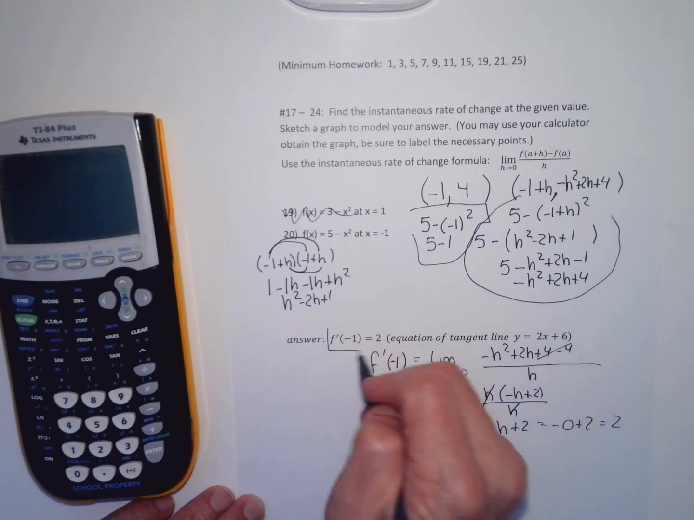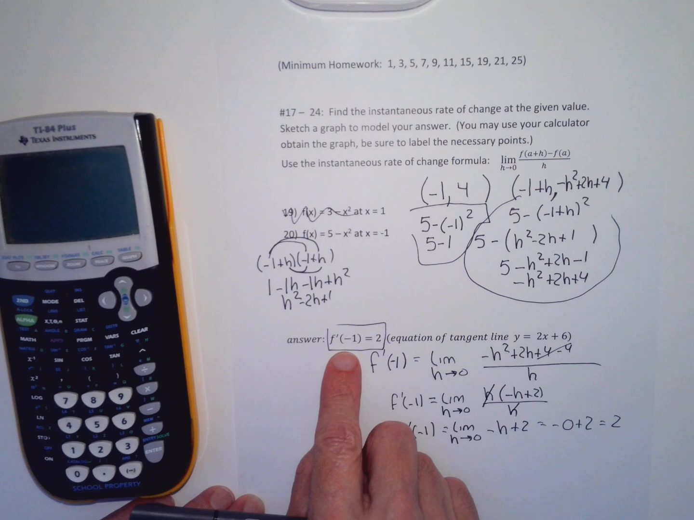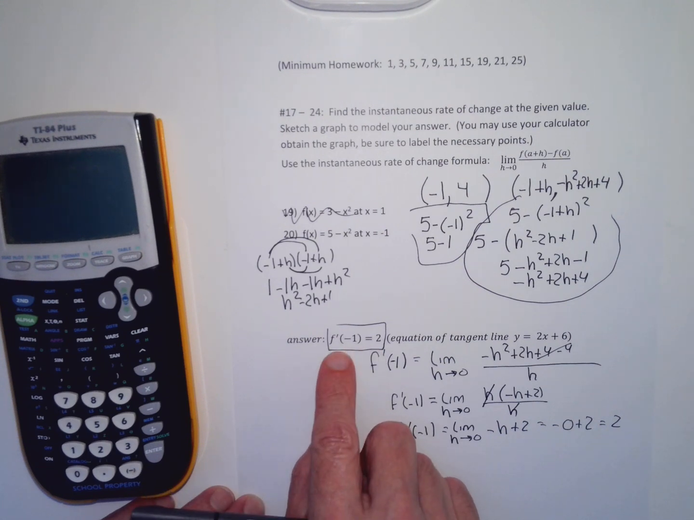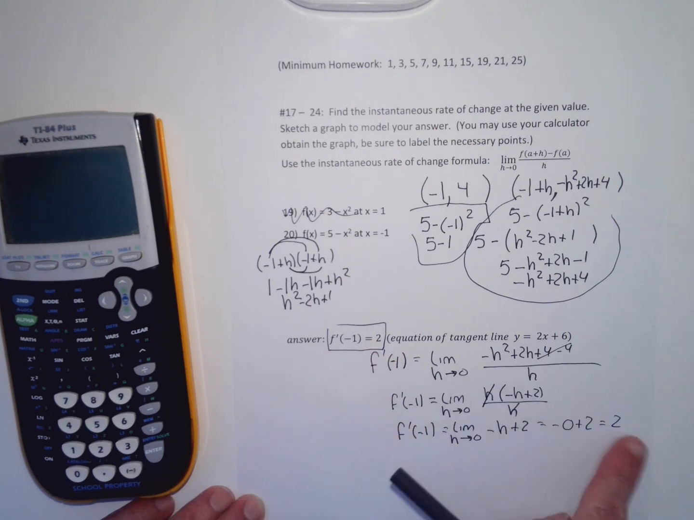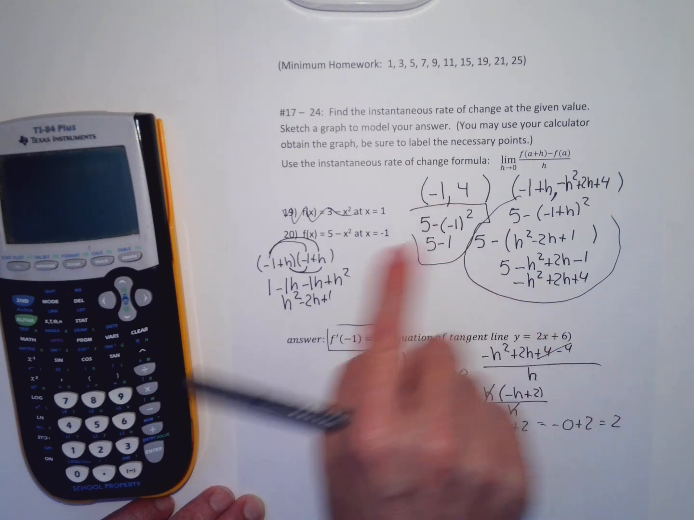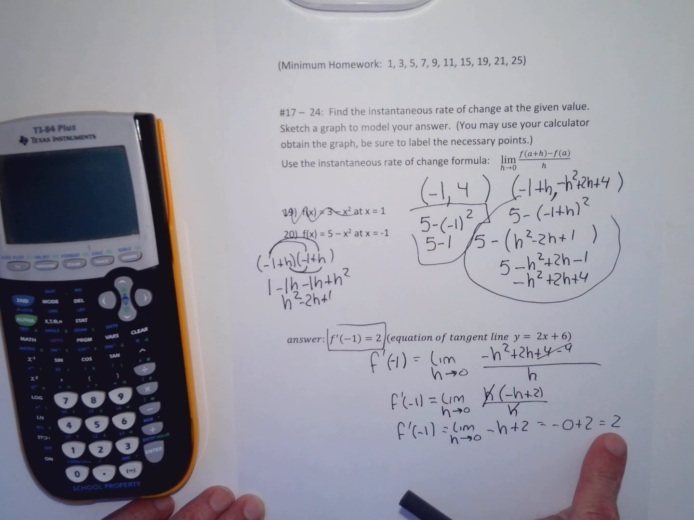My answer to question 19: the instantaneous rate of change when x equals negative 1 is 2, or the derivative of the function when x equals negative 1 is 2, or the slope of the tangent line is 2. Let me show you this visually. I'm going to plot the point negative 1, 4 on the graph of this parabola and draw a line that has a slope of 2, meaning I'll go up 2 and over 1.